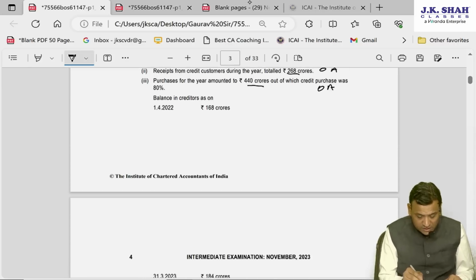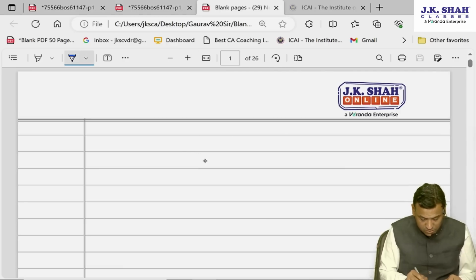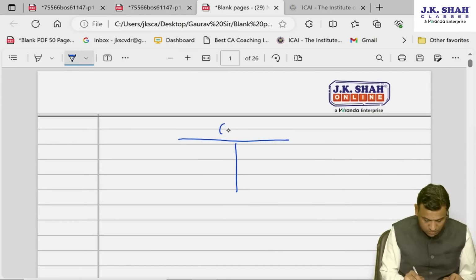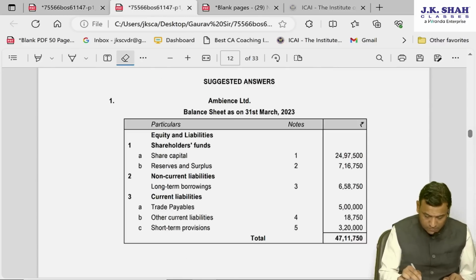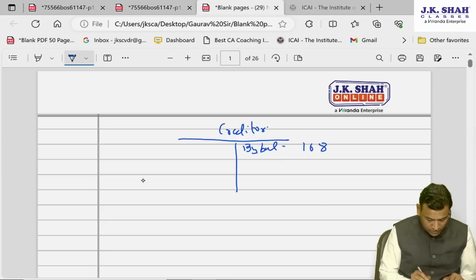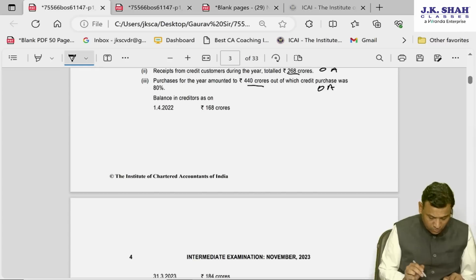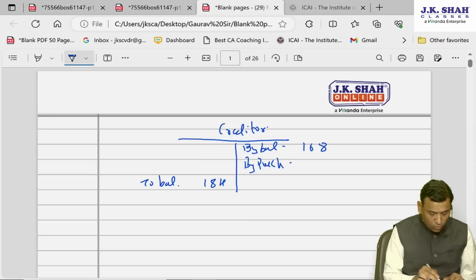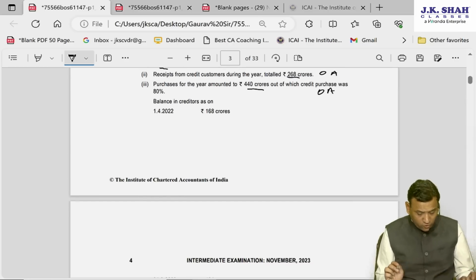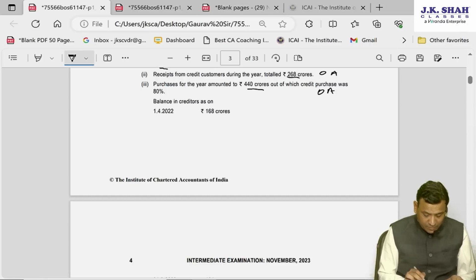So what we can do is, this balance of creditors, we can prepare a creditor account, in which the opening balance is there. What will be our opening balance? 168. We have a closing balance. What is the closing balance? 184 crore. And there are some purchases. How much purchases, friends? Can I say out of 440 crore, 80% is credit purchase, which means 352 crore is credit purchase.